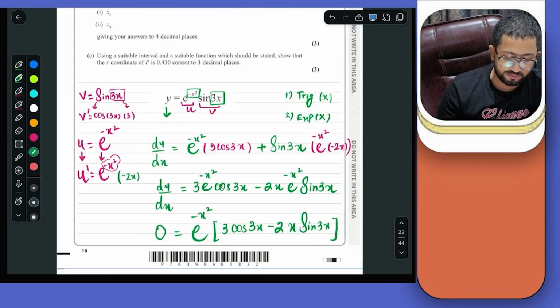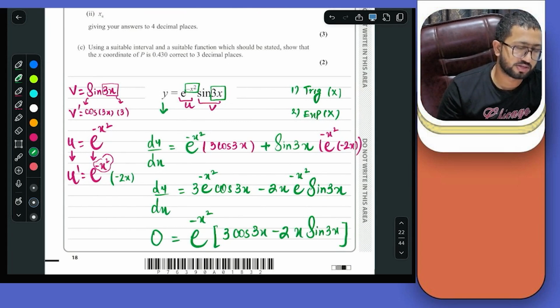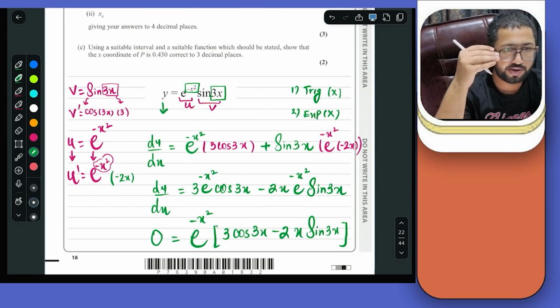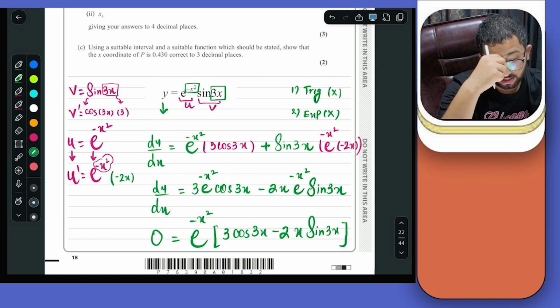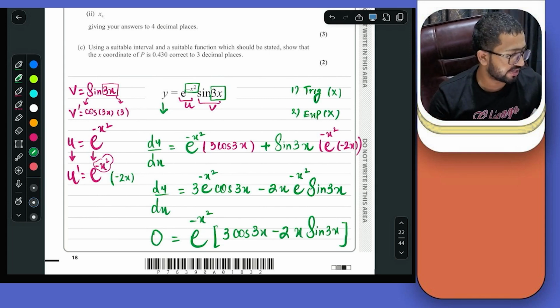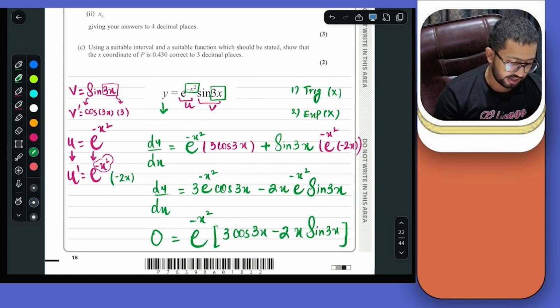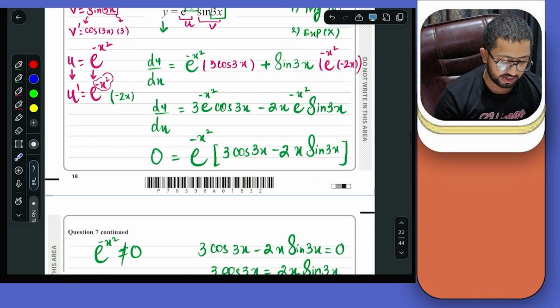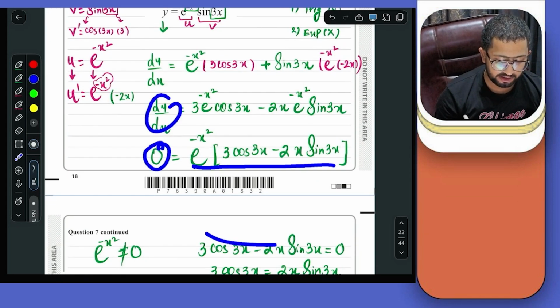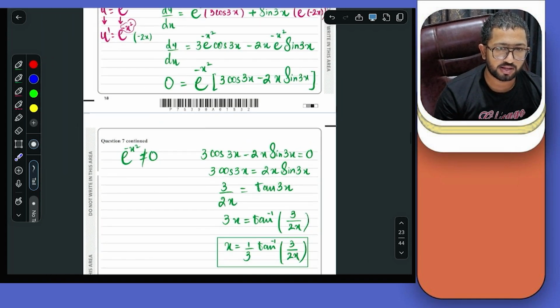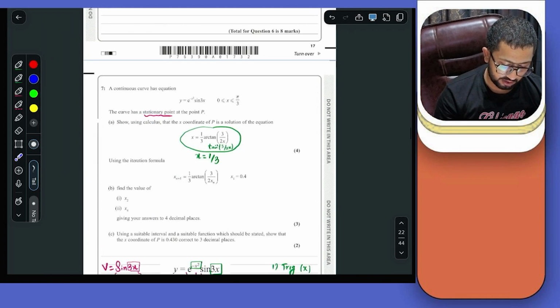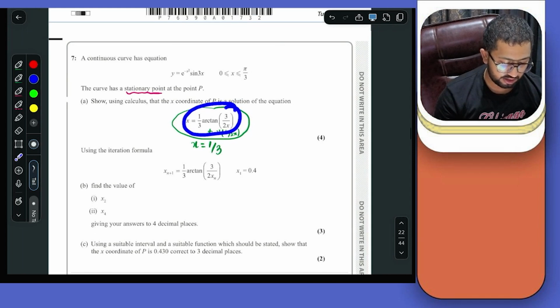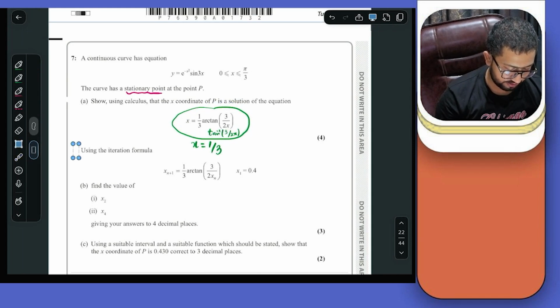Simply be careful about how to take the derivative of the function, and how to apply the product rule: u as it is, then take the derivative of v, plus v as it is, then take the derivative of u. And as you know that we have a stationary point at P, you have to put the derivative equal to 0 and then simplify, then you get the answer. We want to prove x equals 1 over 3 tan inverse 3 over 2x. Perfect.